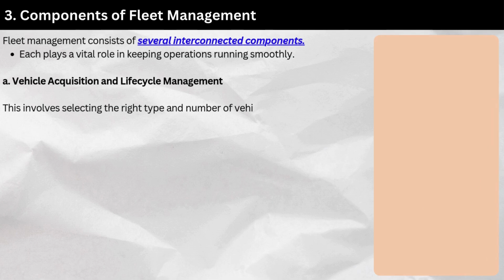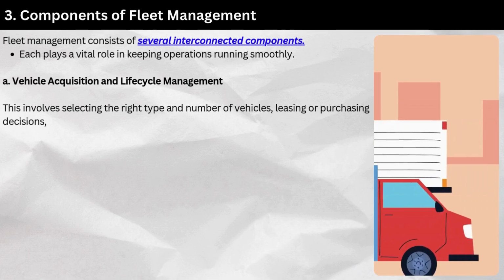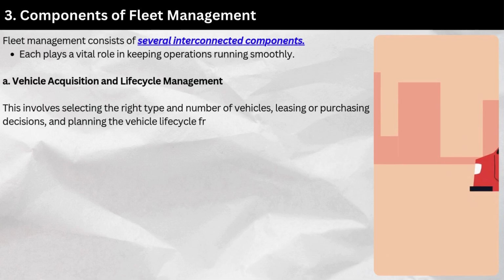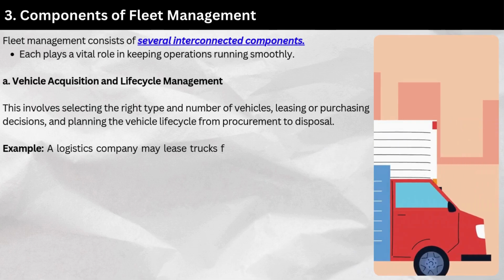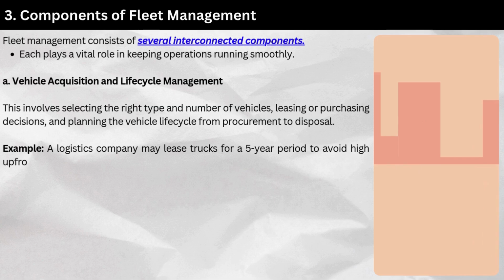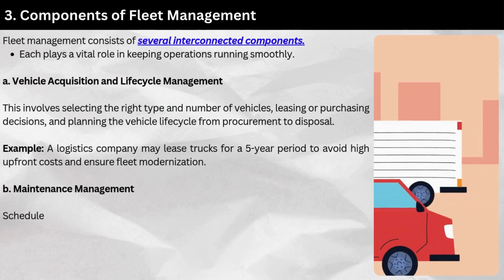This involves selecting the right type and number of vehicles, leasing or purchasing decisions, and planning the vehicle lifecycle from procurement to disposal. Example, a logistics company may lease trucks for a 5-year period to avoid high upfront costs and ensure fleet modernization. B. Maintenance management.